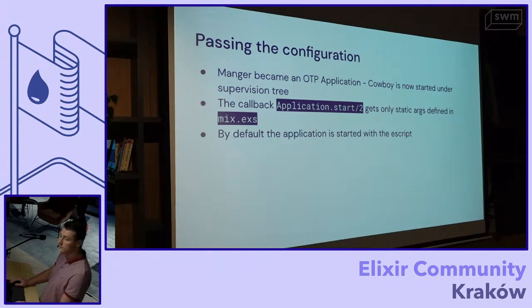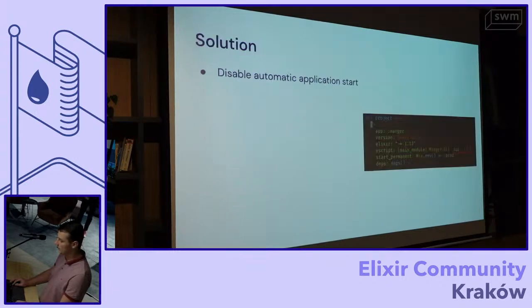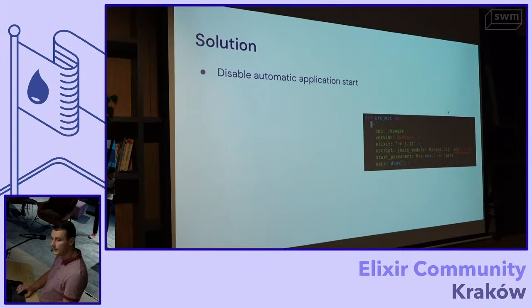And the application only gets the static args that are defined in mix.exs. So anything dynamic was not available. So yeah, this was the way to disable the application start. You just have to set the app to nil, and that's in general the definition of an escript. Here's the main module that I'm using.